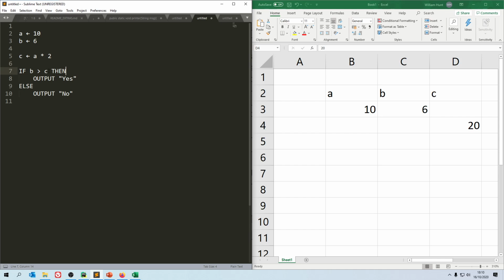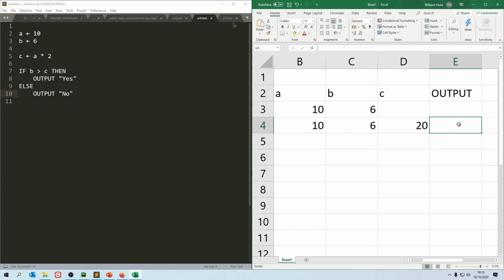Then we carry on. Now we say if B is greater than C. Well, is B greater than C? B is 6. B is not greater than C, so the answer is no. And now the output is no. A lot of these tables will have a little column at the end that says output, and you can say no.